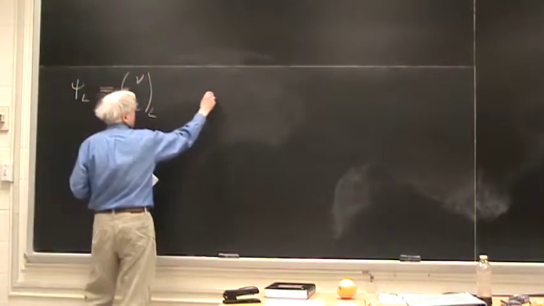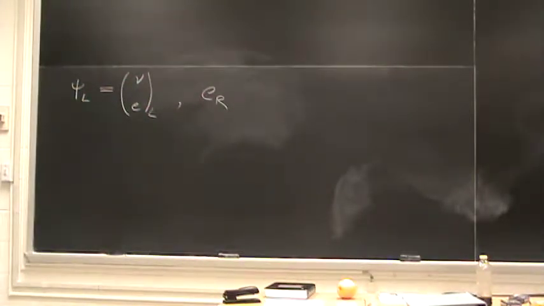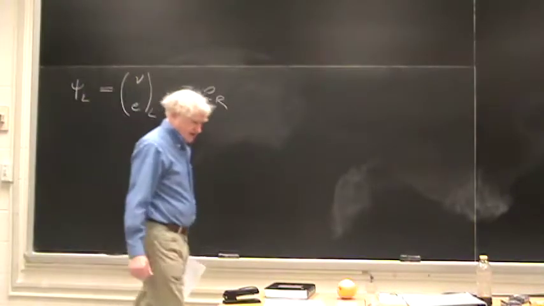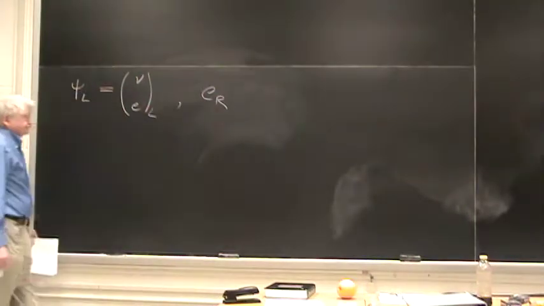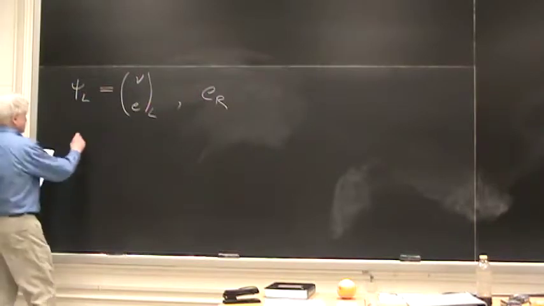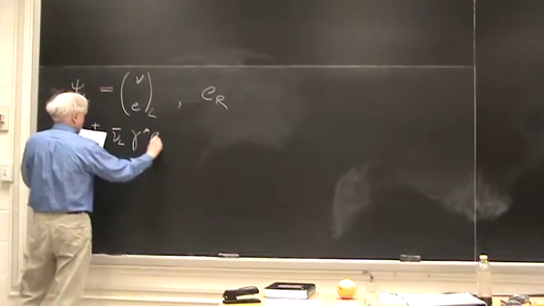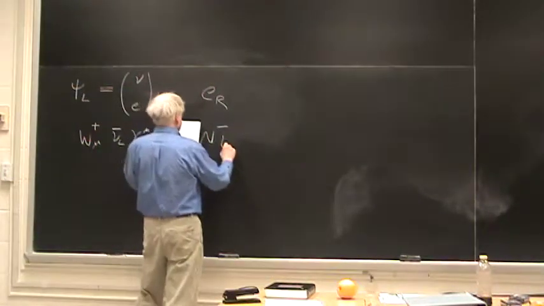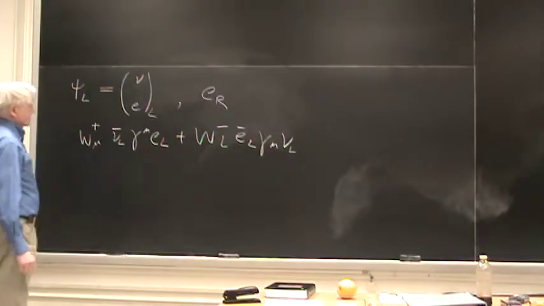So what we've got among the leptons, and let's just look at the first generation, is the right-handed neutrino field, if it exists, doesn't interact, at least in any obvious way, and so it's left out of the Weinberg-Salam model. And the idea is to introduce terms like this: W plus mu, nu bar L, gamma mu e L, plus W minus mu, e bar L, gamma mu nu L, where L means left-handed.